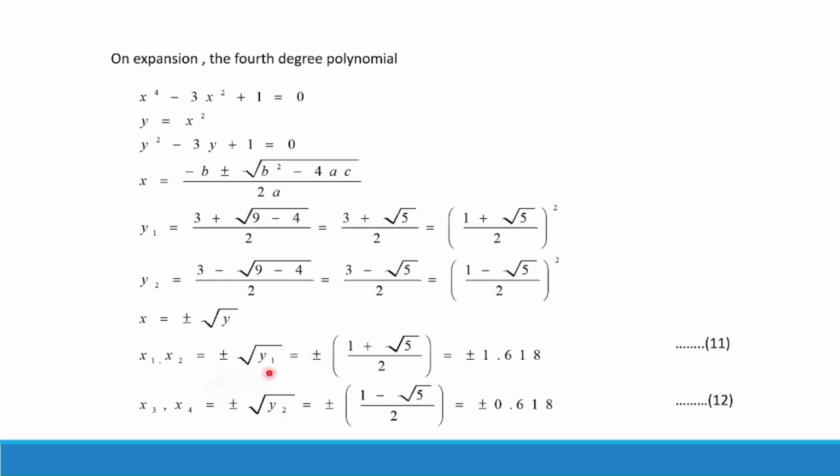So here we will put the value of y1, so y1 is equal to (1 plus root 5)/2, and because it has two values, plus minus, when we solve it we will get plus minus 1.618. And similarly for x3 and x4 values, when we solve it, we get plus minus 0.618. So in this way four roots can be obtained.